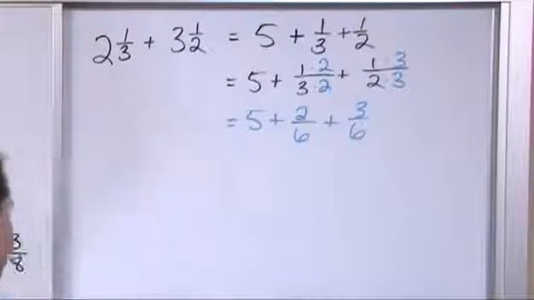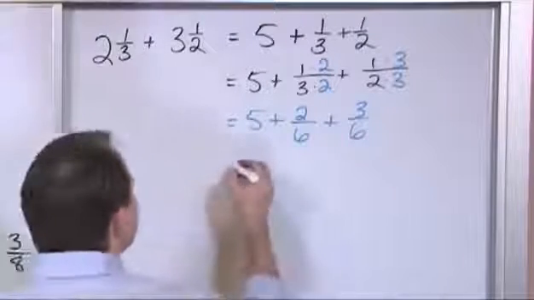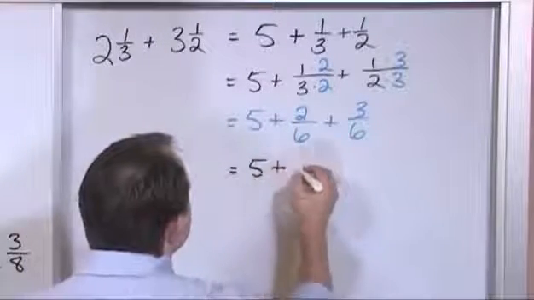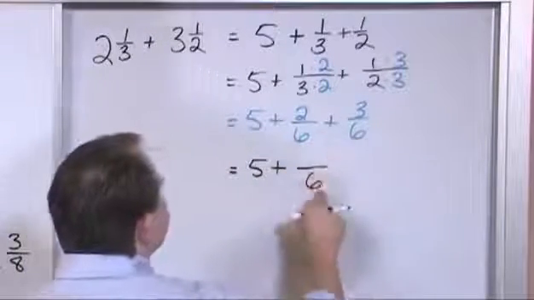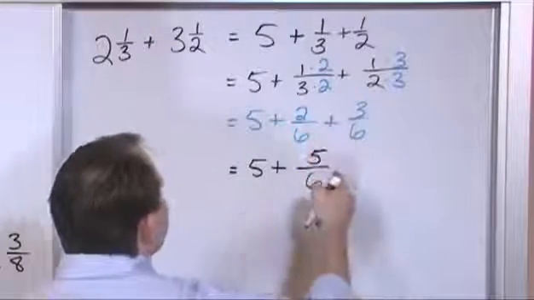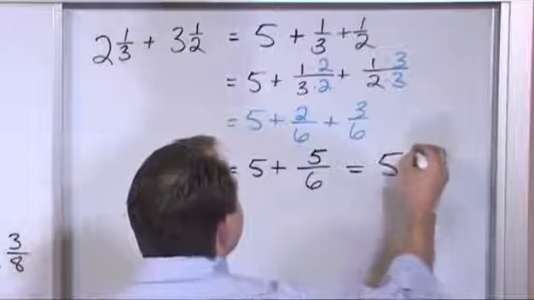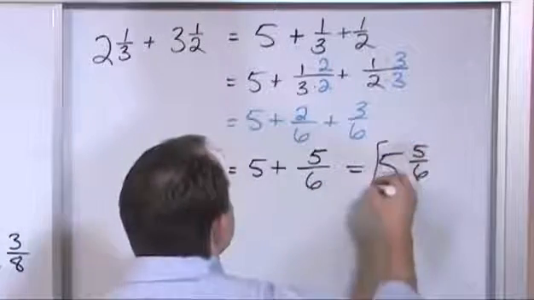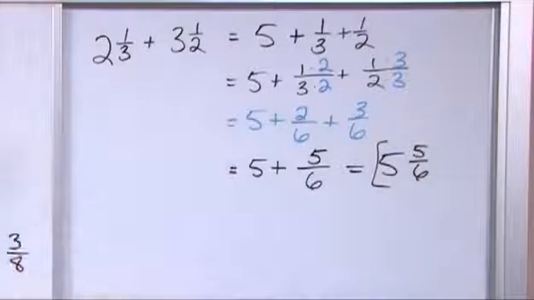Common denominator is 6. And so all I'll have is 5 plus, the new denominator is 6, so I keep it. 2 plus 3 is 5. 5 plus 5/6, we just usually write that as 5 5/6. 5 5/6 is the answer, and that's perfectly fine.